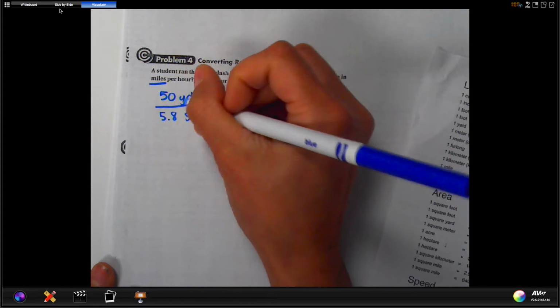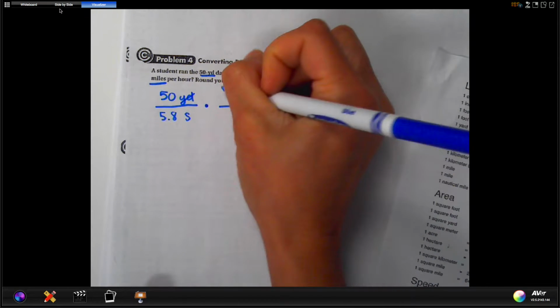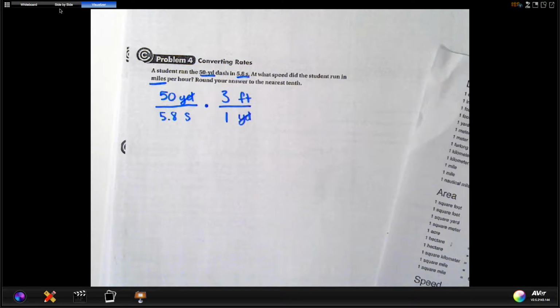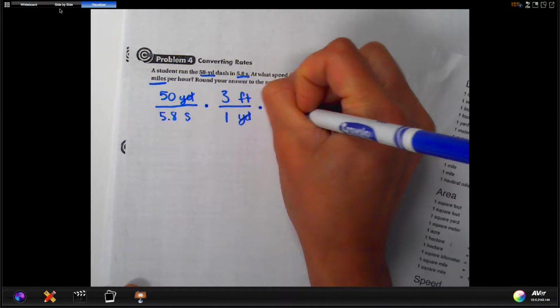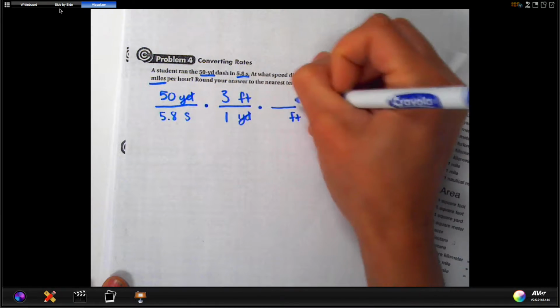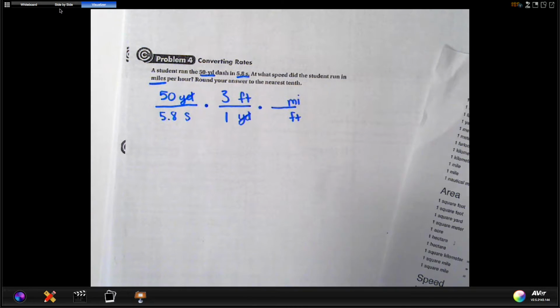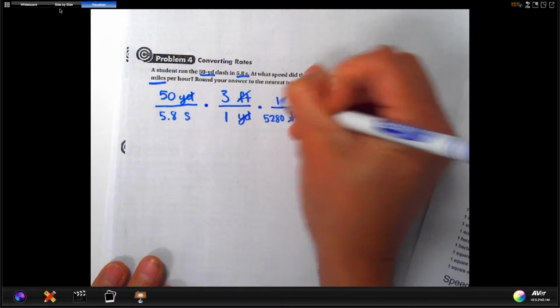Now, I like to cross these out as I go, all right? So we do that. Okay, how many feet are in a yard according to our chart? 3. 3 feet in 1 yard. Okay, but we don't really want feet either. We want miles, right? So we've got to do this again. To cancel feet out, it has to go on the bottom, and we need miles on the top. Cancel, cancel. Okay, how many feet are in a mile? 5,280 feet in 1 mile.